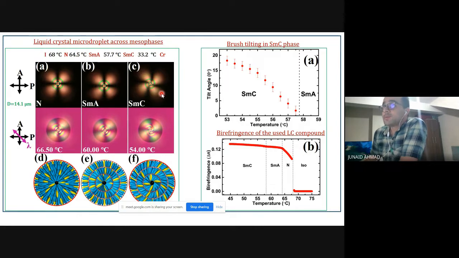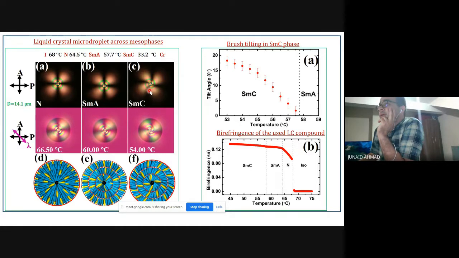But one could observe that the tilting of the brush is taking place in the smectic C phase. In case of nematic droplet, the molecules are aligned radially in this direction. These yellow molecules denote the dye molecules. And here, in case of smectic A phase, you have smectic layers. So these concentric red circles basically denote the layers of this smectic A structure. And in case of smectic C phase, you have layered structure, but at the same time, the molecules tend to tilt with respect to the layer normal. So that is basically the reason behind this tilting of brush in case of smectic C phase.